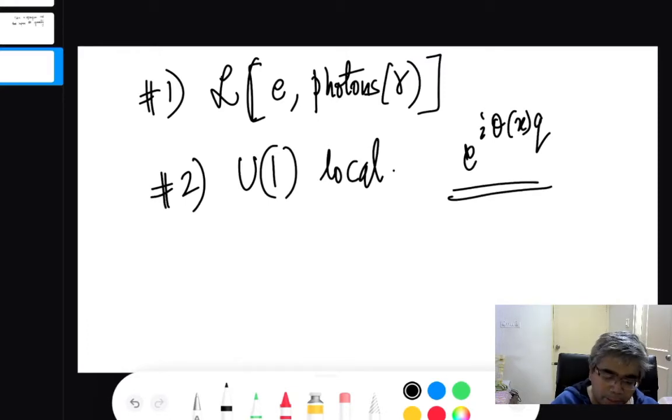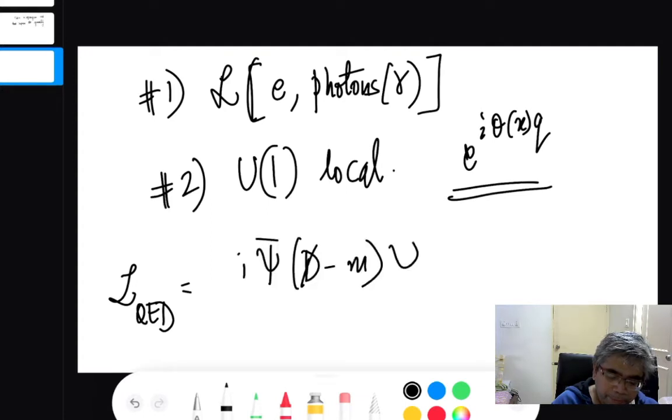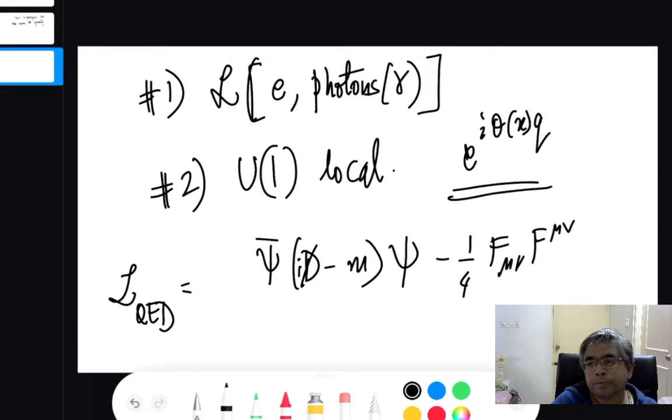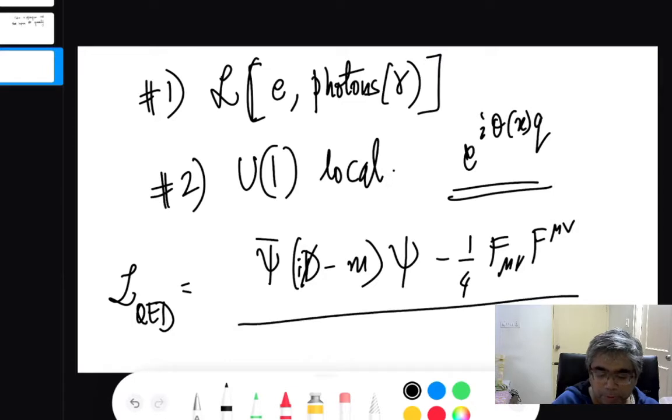So once this is done, we have the Lagrangian. The Lagrangian L_QED is equal to i psi bar del slash minus m psi, minus 1/4 F mu nu F mu nu. And that's it. This is your theory of QED interactions.